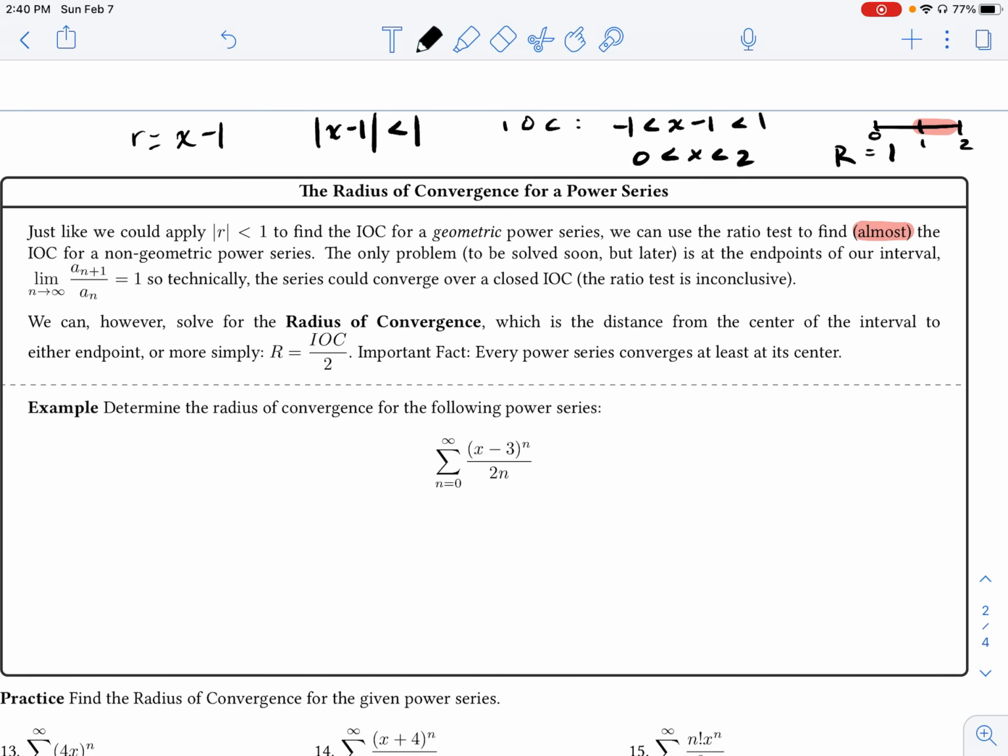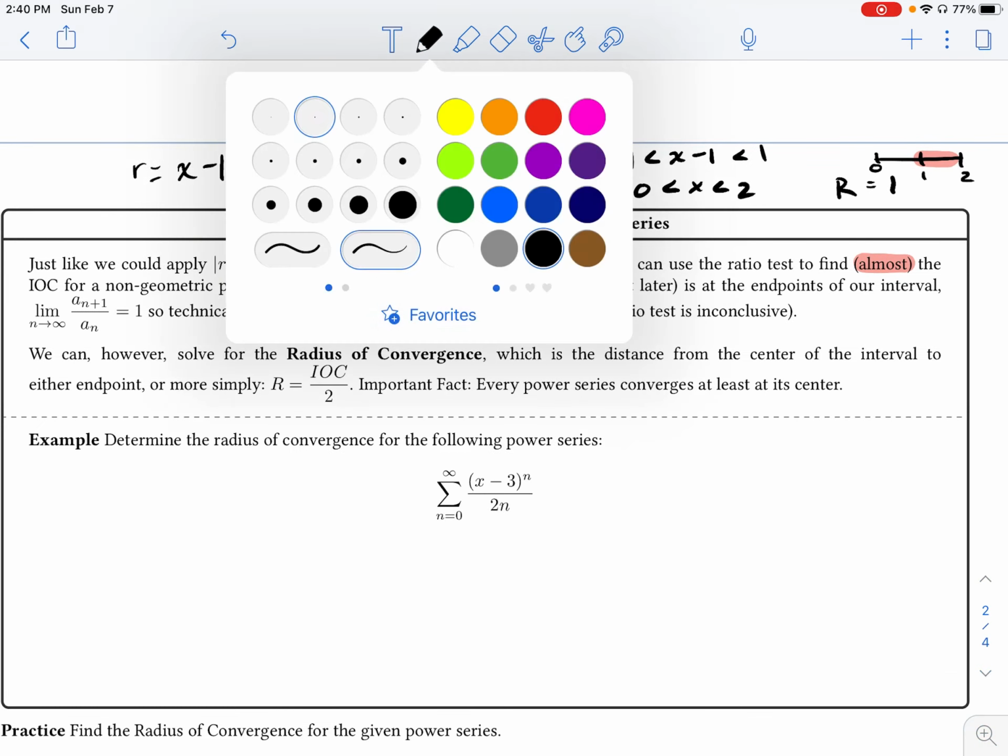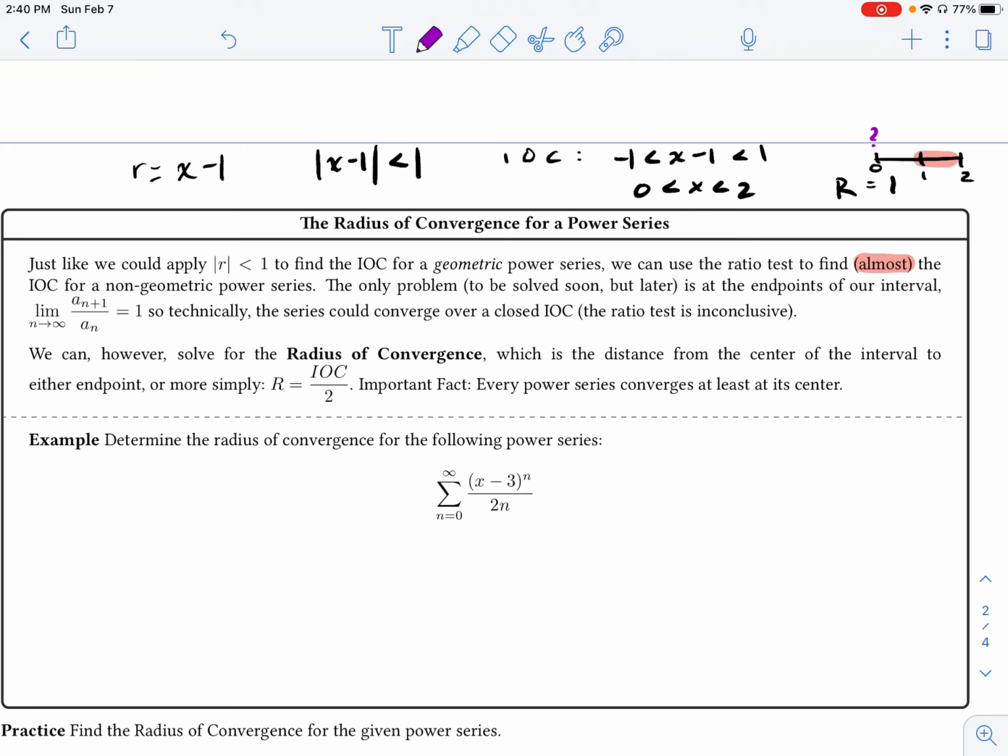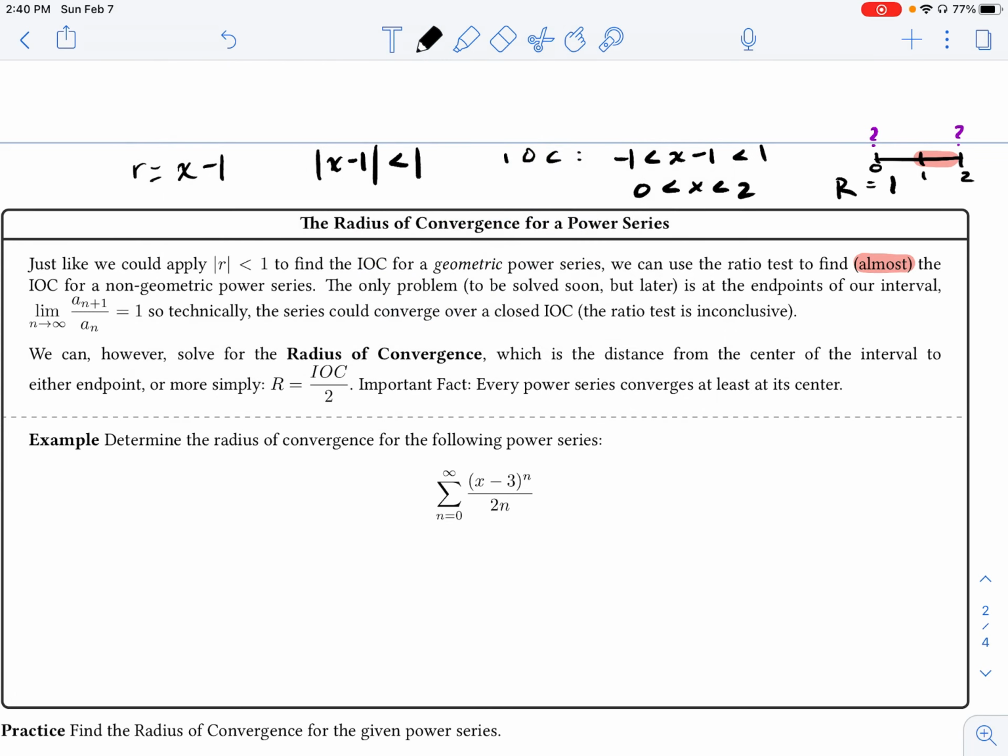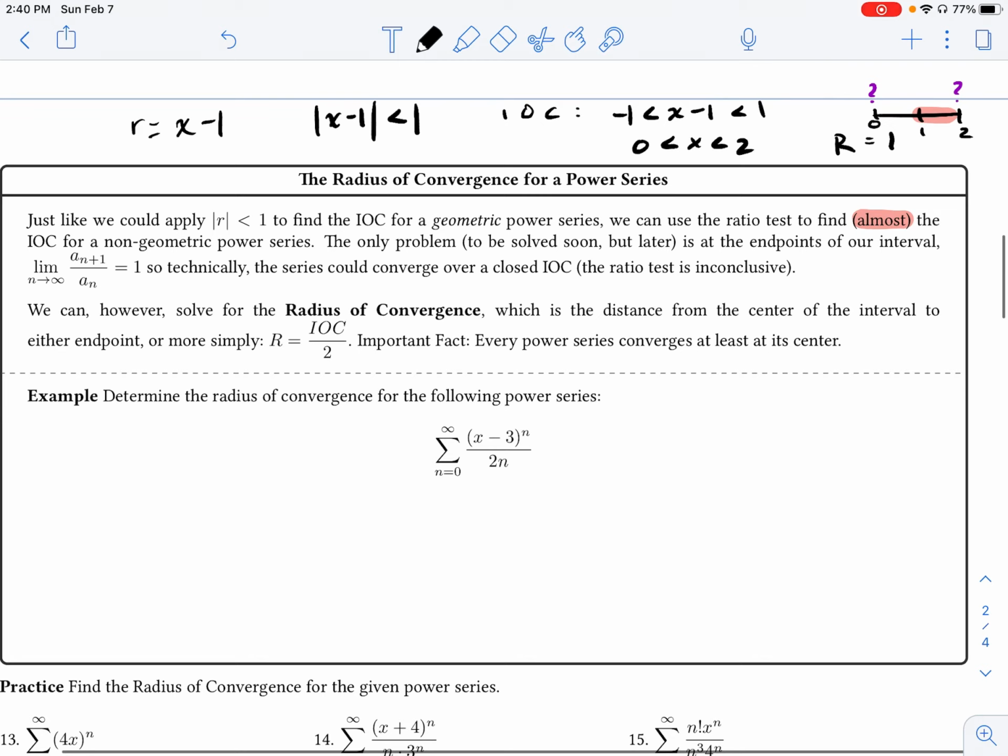Now, again, we don't have all the tests to be able to state definitively what's happening at 0, whether or not it's convergent at 0 or convergent at 2, but we will soon enough. All I care about in this lesson is making sure that we understand that the radius of convergence is simply half of the entire distance of our interval of convergence. Okay, so it's the distance from the center to the endpoint. So let's try an example.